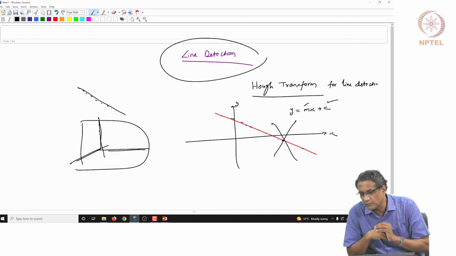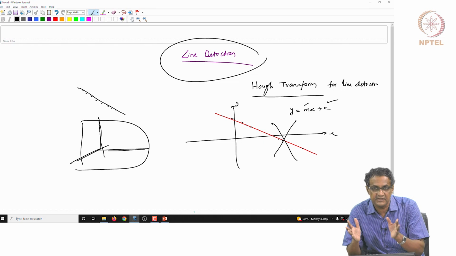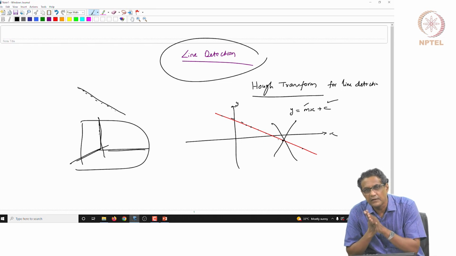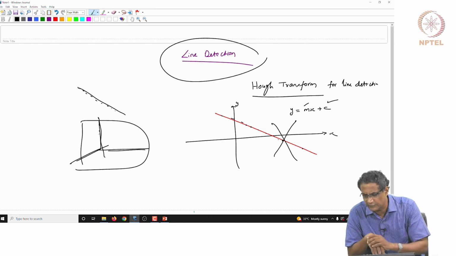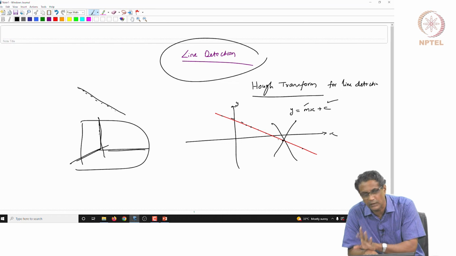So one way to do it is you create a discretized space, like a grid where you have m and c values, and then fill that grid in a particular way. I won't go into that, because something else is actually done, since this has one problem.